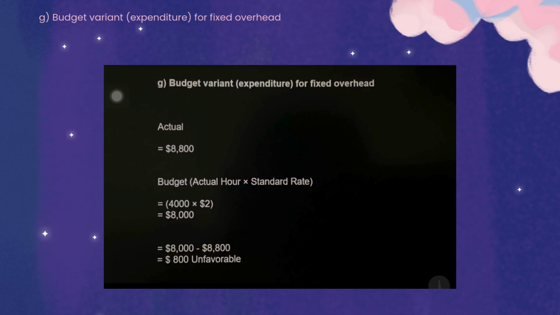And now for question G, the budget variance, or expenditure variance, for fixed overhead. The first step is the actual, which is 8,800. Then the budget, actual hours times standard rate, which is 4,000 times 2. We get the answer 8,000. Then 8,000 minus 8,800, and we got the final answer of 800 unfavorable.